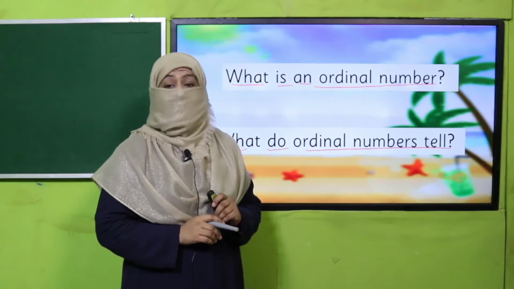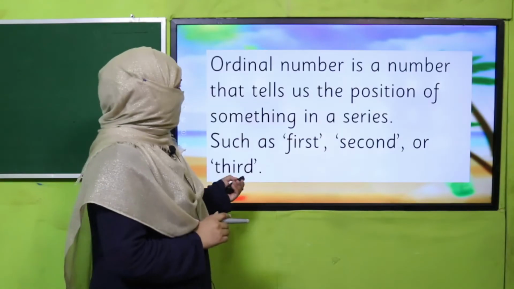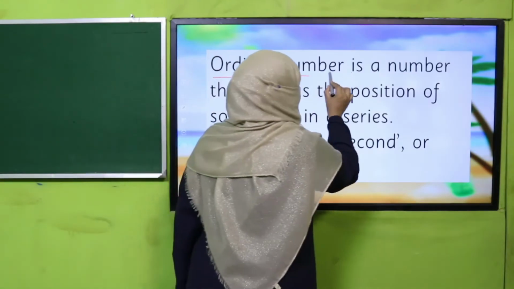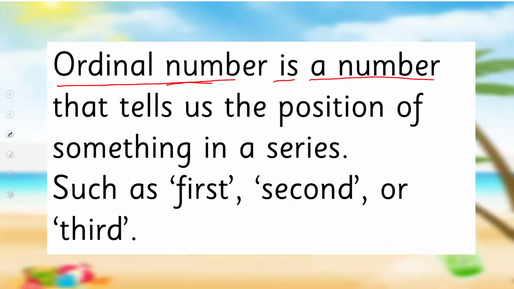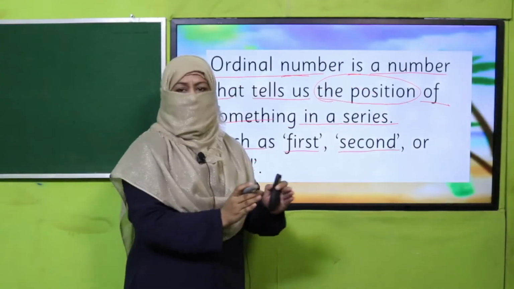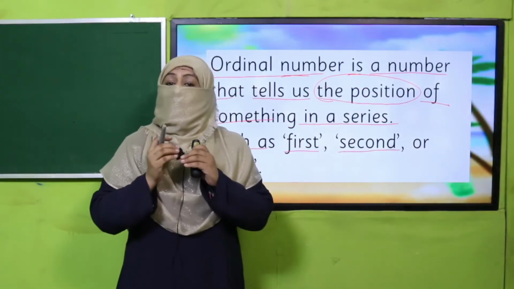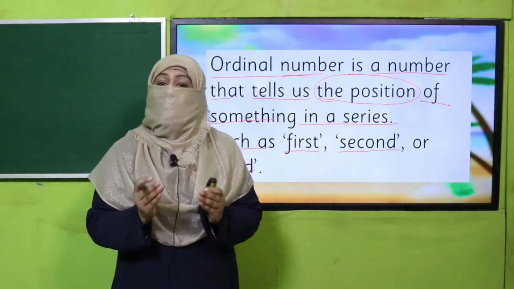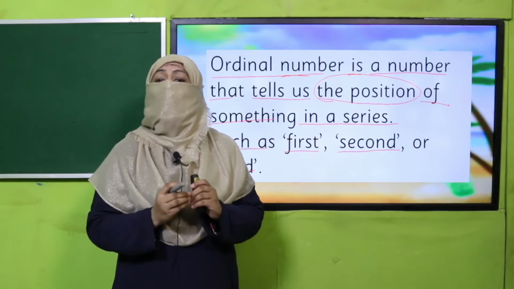Yes, my dear students, I hope you could recall that an ordinal number is a number that tells us the position of something in a series. For example, first, second or third. So what does it mean when you have arranged things in a series? The number which tells us the position of something is called an ordinal number.